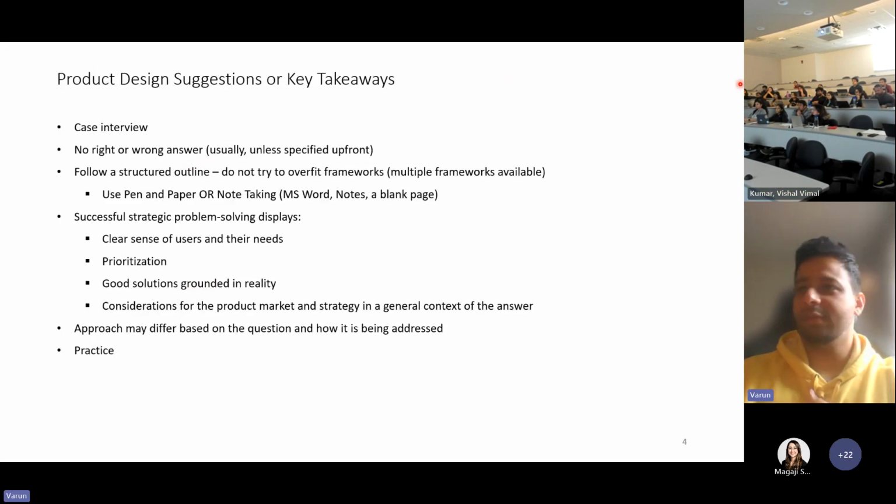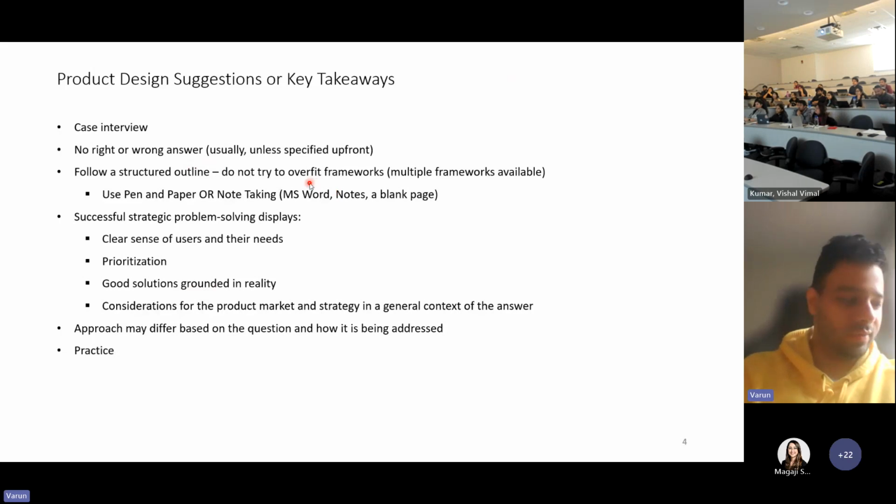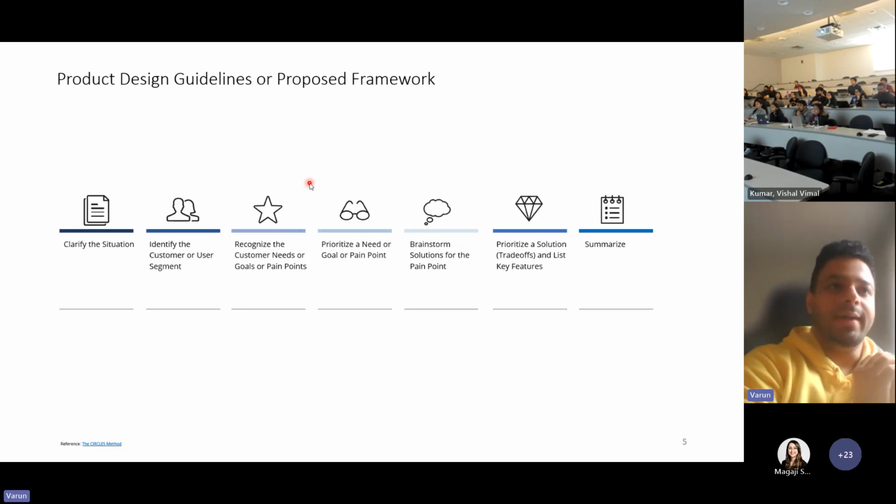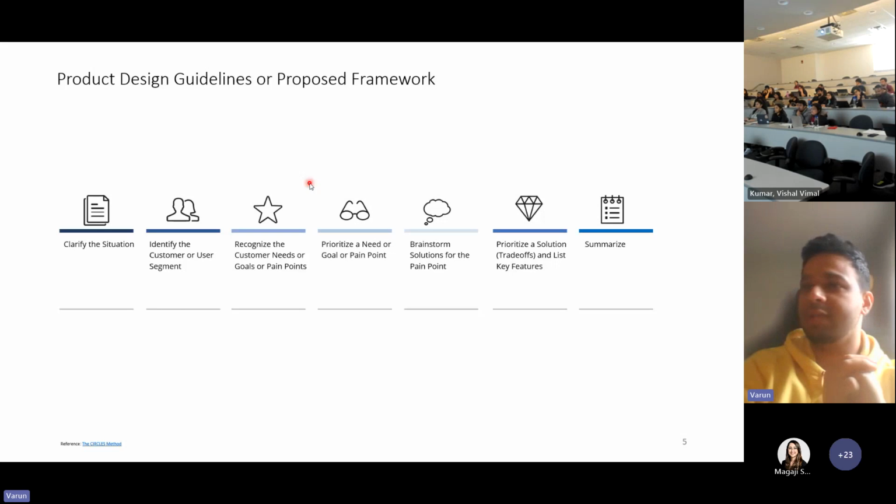Awesome, thank you. Okay, real quick, let's go into the next slides. A lot of content to cover with the amount of time that we have. Now, this is super important. This is your guideline or a proposed framework for addressing product design questions. We've discussed what product design is, we've discussed what the expectations are, but what do you actually do when you get a case prompt or when you try to solve a product design question?